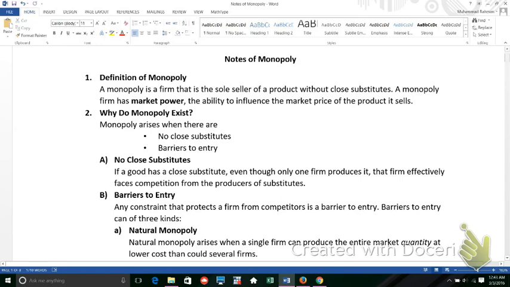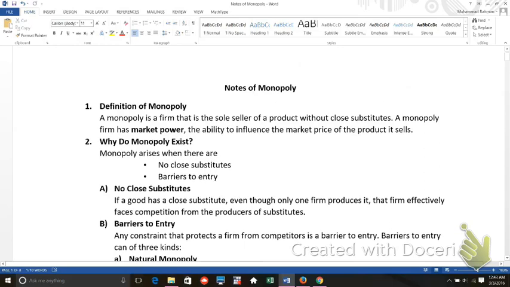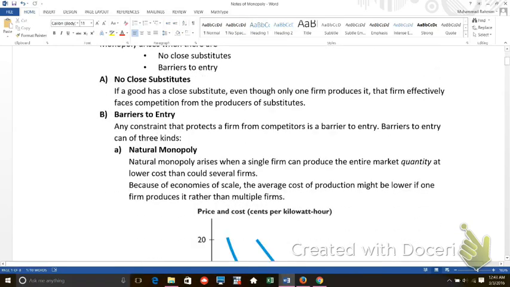The one that is, I guess, more realistic and more interesting is this issue of barriers to entry. So let us first define what barriers to entry means. Barriers to entry is basically a constraint that protects a firm from its competitors. So barriers to entry can be of many different kinds. We can talk about several different kinds of barriers to entry. The most common form of barriers to entry is called natural monopoly.